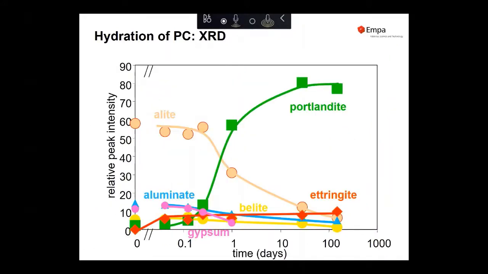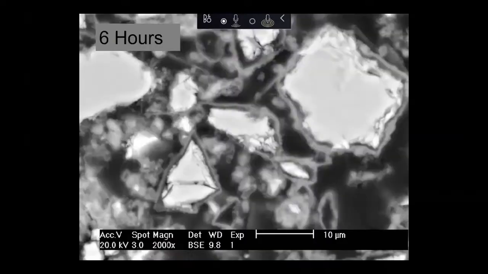And we can quantify these changes, and basically we get the same image: a fast reaction of alite within the first day, also of most of the other clinker minerals, and production of portlandite and ettringite and other phases.